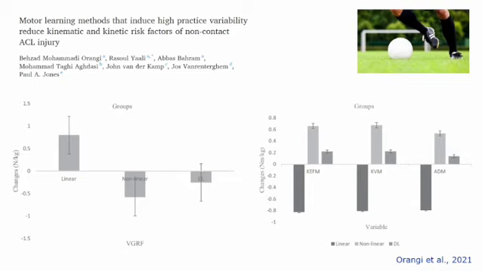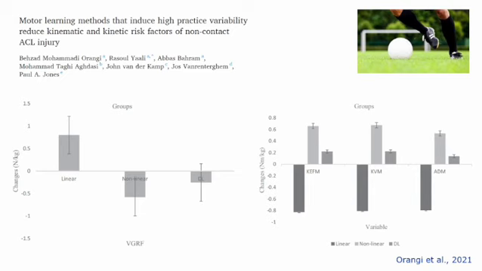So we can preliminarily conclude that these methods using high practice variability might potentially be beneficial for injury risk reduction, although these risk factors are always a proxy for injury risk reduction or injury prevention, so we don't ever measure the direct effect of practice variability on injury prevention.